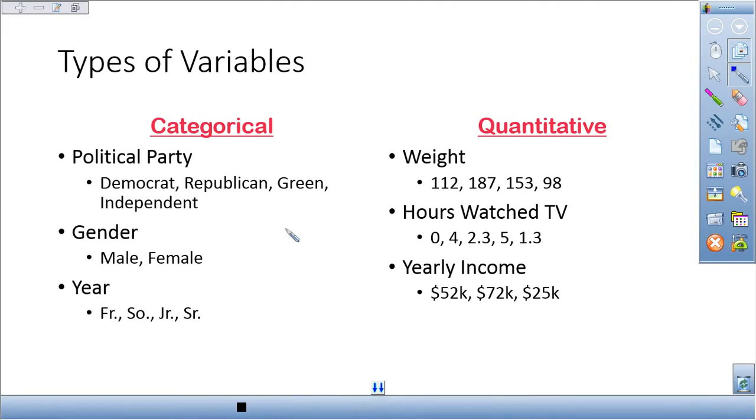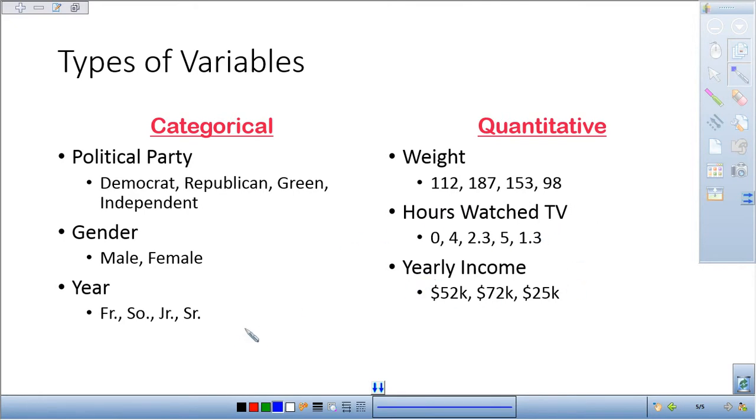When we look at variables, it's just categorical variables and quantitative variables. Categories, different political parties. That could be an example of a category. Gender, are you male or female? What year are you, let's say, in college or in high school? Are you a freshman, sophomore, junior, senior? Now, quantitative are different variables where we can actually add them together. Maybe weights in a class, how many hours of TV you watched last week, yearly income.